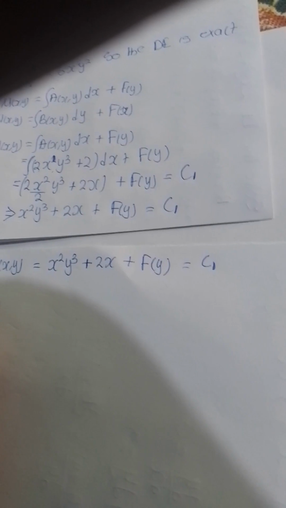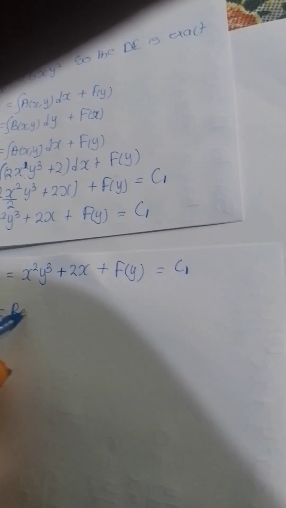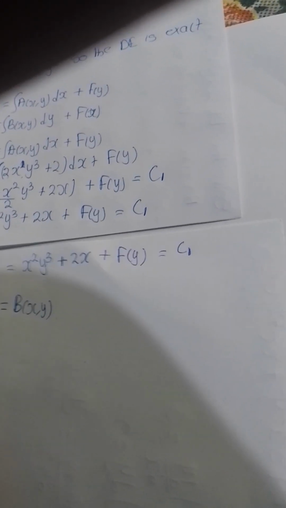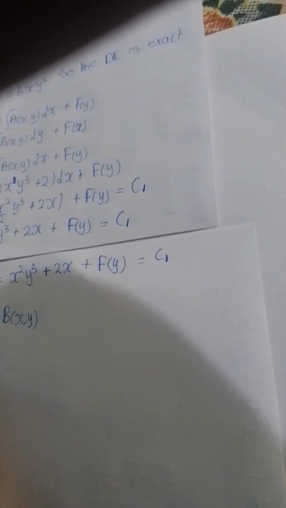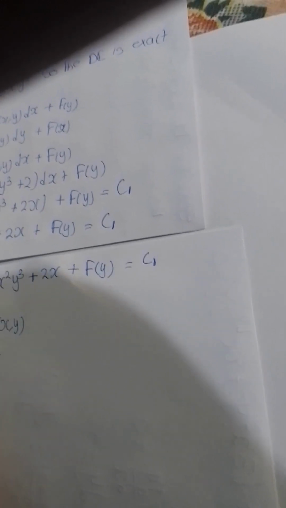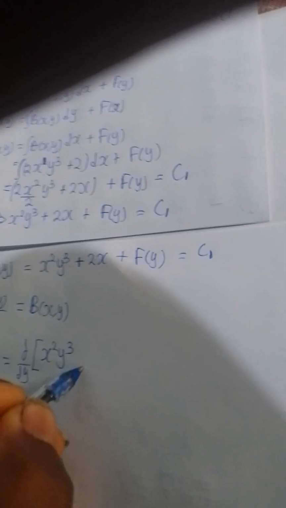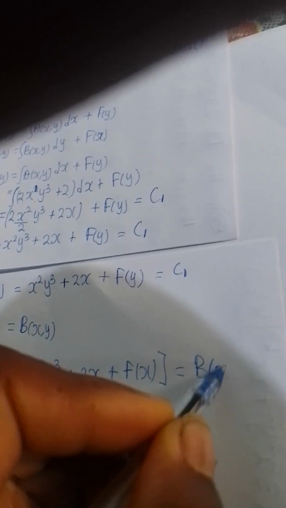So what I'm going to do is differentiate the function mu of xy with respect to y, and I'll equate it to b of xy. So let us do it. That is now the derivative of mu of xy with respect to y, which will be equal to the derivative with respect to y of x squared y to the power 3 plus 2x plus f of y, to be equal to b of xy.